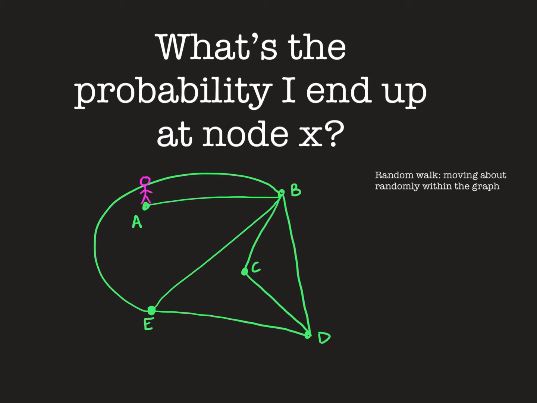Imagine we've got a dude here at A, and he is going to start just walking randomly. Well, A doesn't leave you a whole lot of choice in this case. There's only one place for me to go. I can only go to B. So I have a 100% chance that if I am leaving A, I'm going to end up at B. From B, though, now I have a whole bunch of different places I could go.